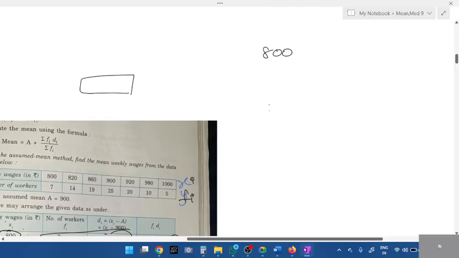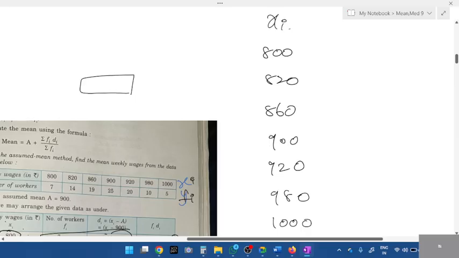Tell me this, Anya. What are the values? 800. Write it in vertical way, students. 820, 860. All of you start solving this. 900, 920. Whatever first value is given, that is xi. What is fi? 19, 25, 20, and then 5.